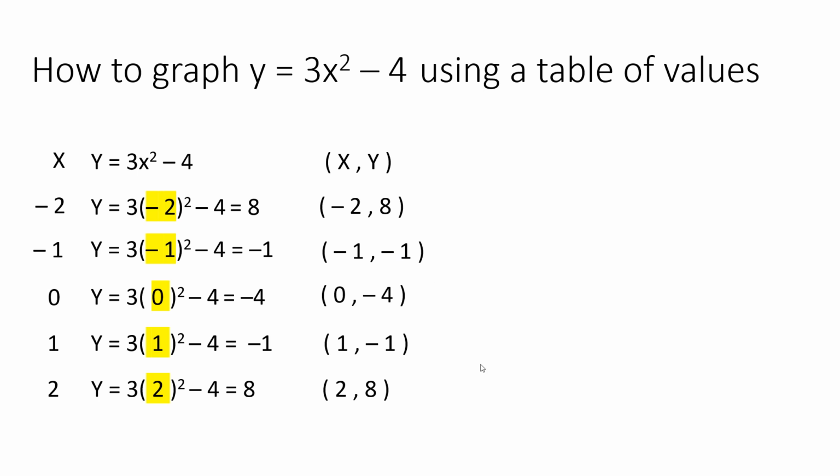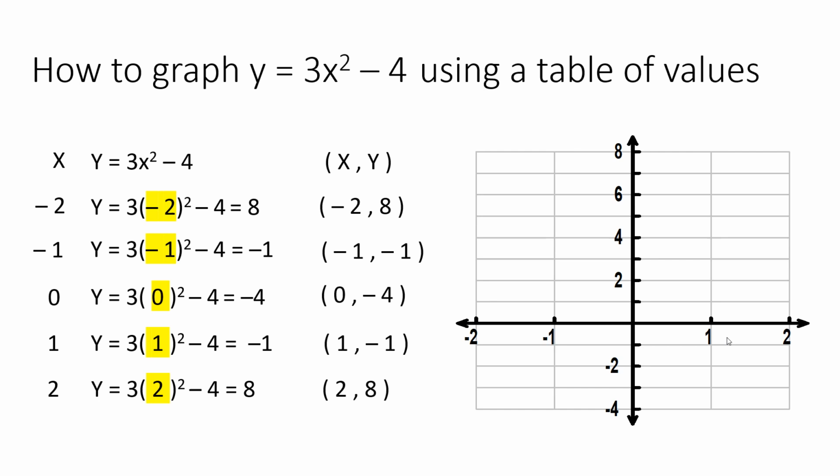So that's step 1. Step 2, we have an xy grid, and we plot our 5 key critical points. So with -2, 8, we start at the origin, go 2 units to the left, and we're going to go 8 units up and plot the point. For -1, -1, we are going to start at the origin, go 1 left, 1 unit down, plot the point. For the vertex, we have 0, -4, start at the origin, and go down 4 units, plot the vertex.